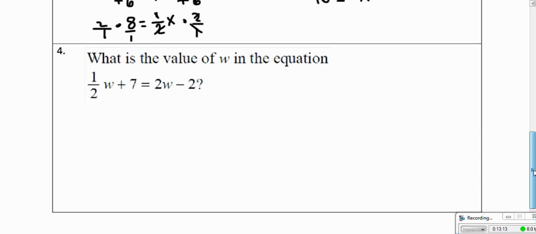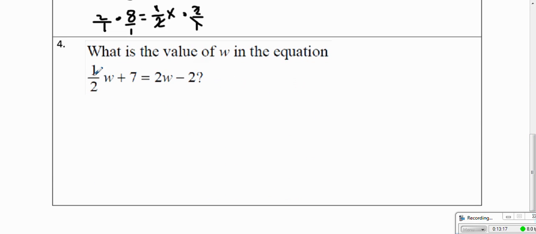Number 4, and the final one. Again, you have w's on both sides. When you solve an equation, you have to get the variable on one side. So I'm going to bring the smaller over to the larger again. And this is subtraction once again. Because this is a positive 1/2, I subtract 1/2. So I'm going to subtract 1/2 from the 2w. Positive 1/2 minus 1/2 cancels out. So you have 7 coming down alone.